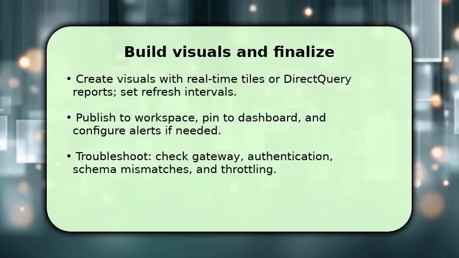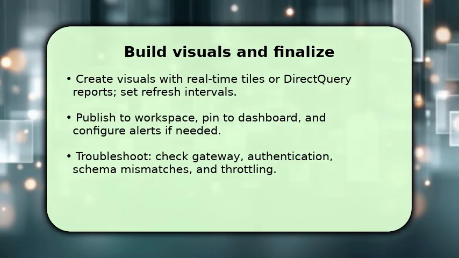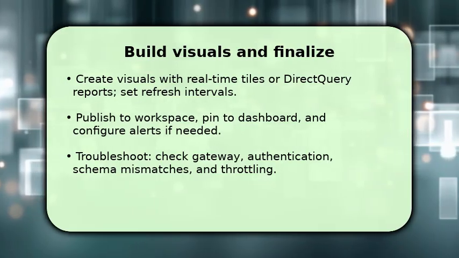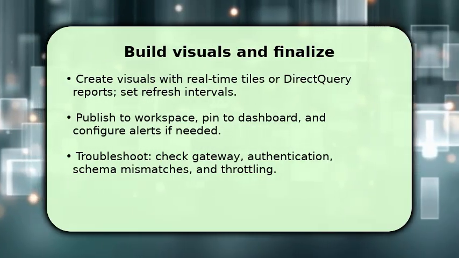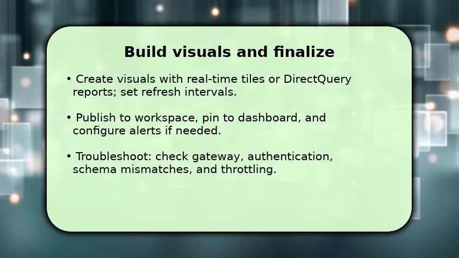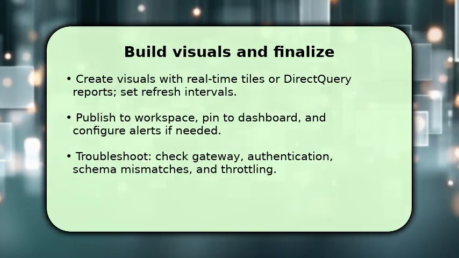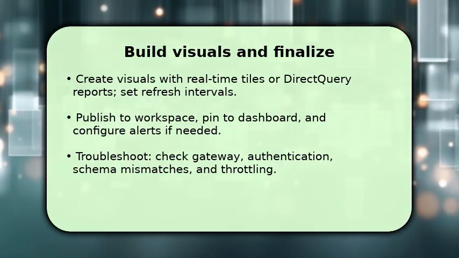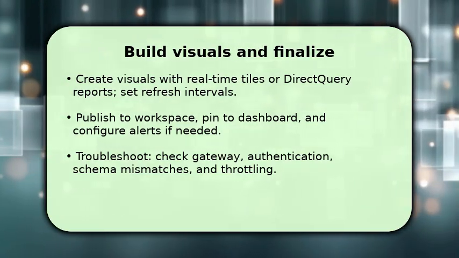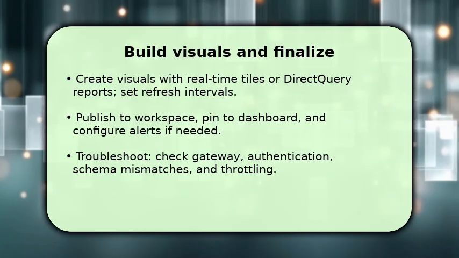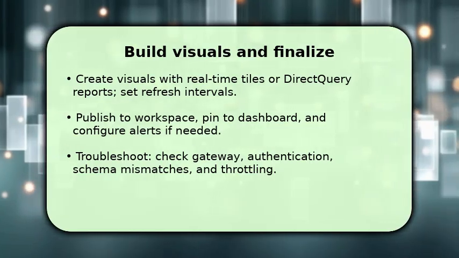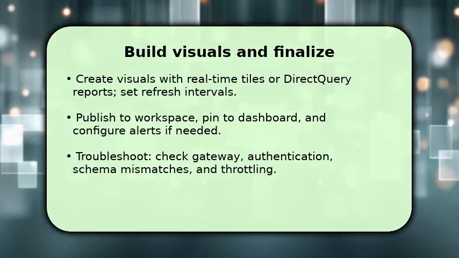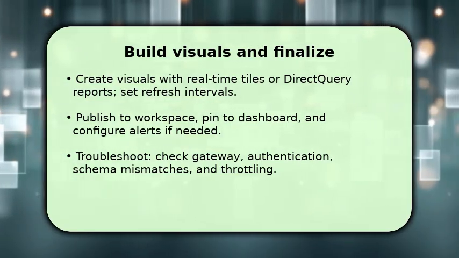Finish by creating visuals and pinning them to a dashboard. Choose real-time tiles for streaming or live visuals for direct query. Make sure refresh intervals and caching settings match your latency needs. Publish to the intended workspace and set alerts or thresholds to notify you when values cross limits. If things go wrong, first check authentication and gateway health, then validate incoming JSON against your schema and watch for API throttling. These final checks ensure the dashboard stays current and dependable.